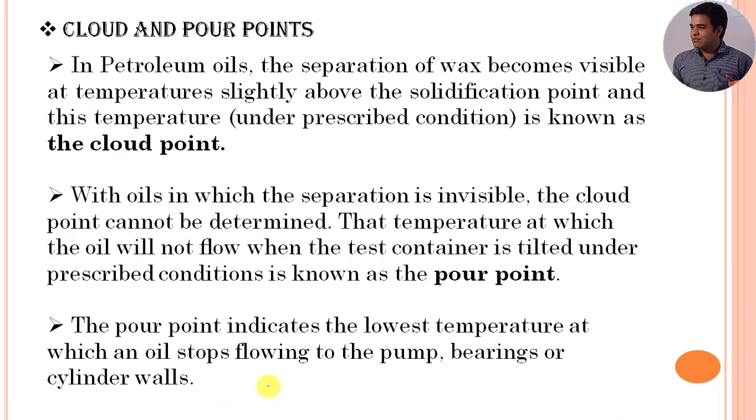Cloud and pour points. In petroleum oils, the separation of wax becomes visible at a temperature slightly above the solidification point, and this temperature is known as the cloud point, just before the solidification occurs. With oils in which the separation is invisible, the cloud point cannot be determined. The temperature at which the oil will not flow when the test container is tilted under the prescribed condition is known as the pour point. In a simple manner, the pour point indicates the lowest temperature at which an oil stops flowing to the pump bearing or cylindrical wall.